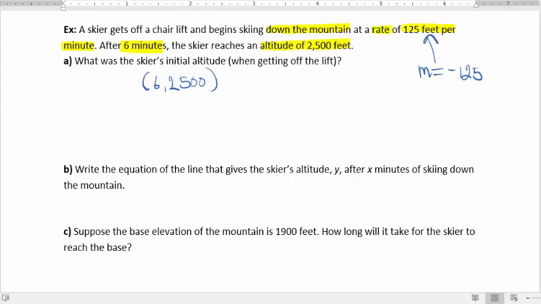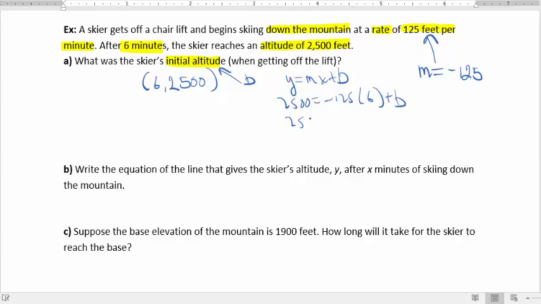So what we can do now is we can get the equation by first finding the initial altitude, and the initial altitude, again, that's going to be your b value, right, your y-intercept. So what we do is we write our y equals mx plus b equation, and in the place of m we have negative 125, in the place of y we have 2,500, and in the place of x we have 6. So we just write that equation, and then we'll solve that equation for b.